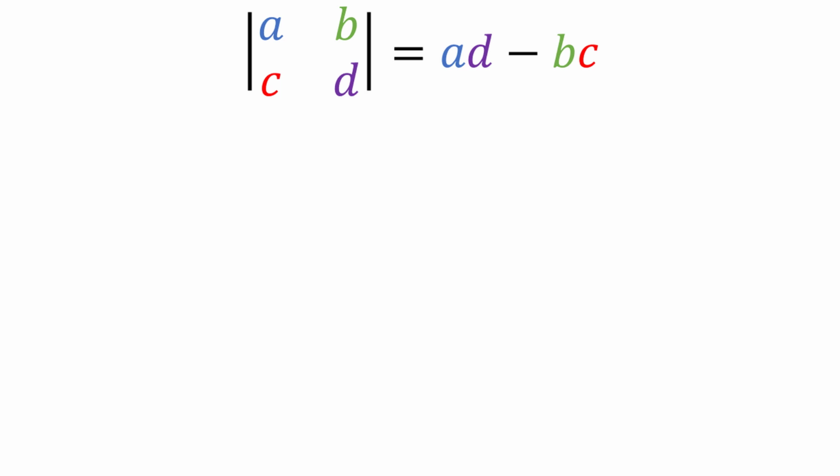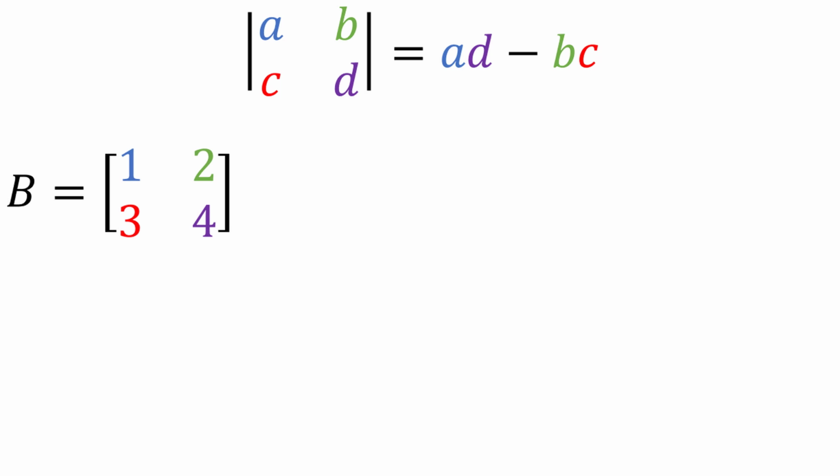First, let's consider a 2x2 matrix. The determinant of this matrix is represented by vertical lines on either side of the matrix, rather than brackets. I'm using the letters A, B, C, and D here for the general case, but we will apply this to numbers later. The determinant of a 2x2 matrix is AD minus BC. In other words, multiply A and D together and then subtract the product of B and C.